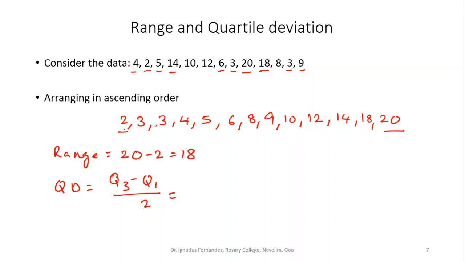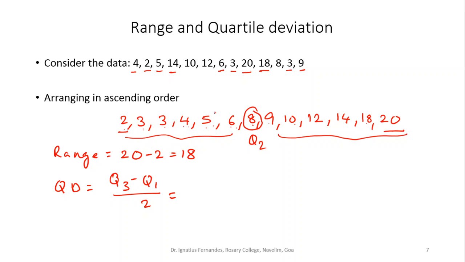Now these are 1, 2, 3, 4, 5, 6, 7, 8, 9, 10, 11, 12, 13. Odd number of values. Okay, so I have one exact middle value here. So 1, 2, 3, 4, 5, 6, 7. So this is going to be Q2 or the median. So I have this set here on the left side and this set on the right side.